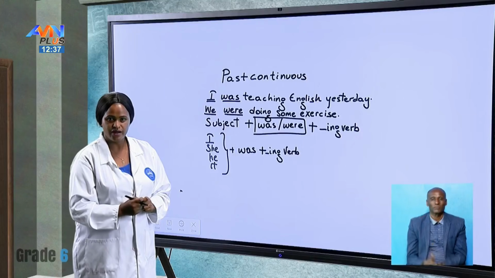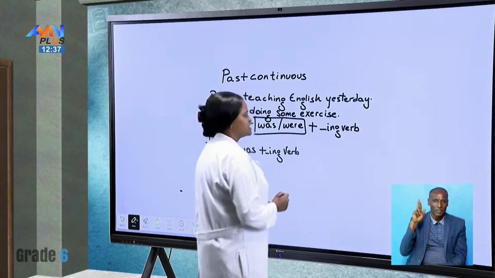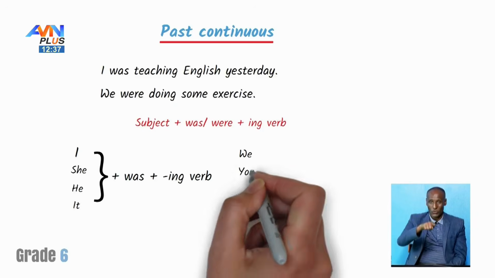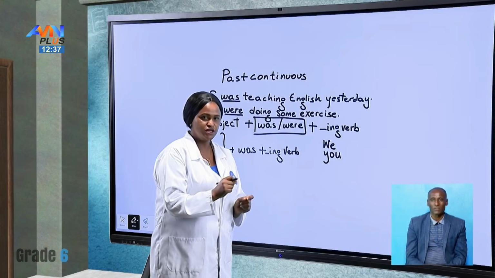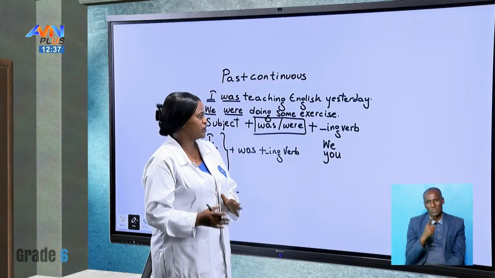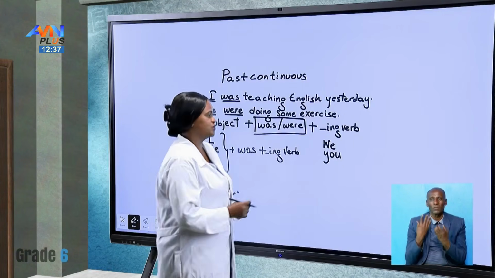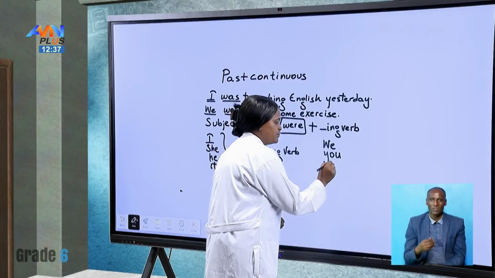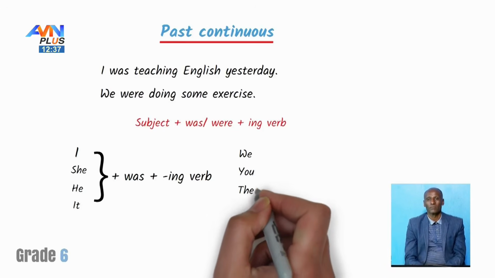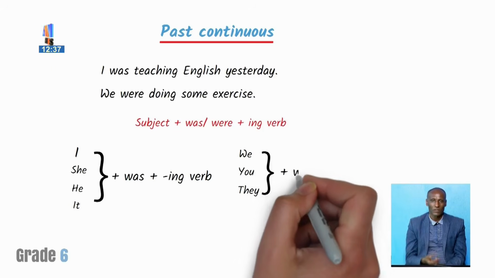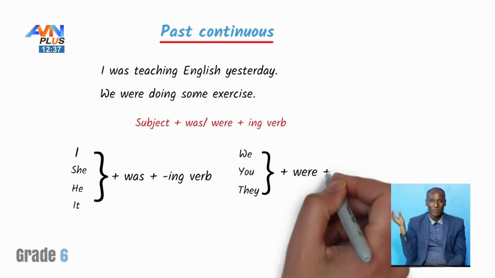When do we use were? We use were with the plural subject. Like, for example, the first person plural, we. Yes? Then, what do we have? You. Very good. You remember you, we can use it for plural and singular. But in this case, either it is with a plural or singular, the auxiliary is always what? Were. Very good. So, we and you, then they. You see? These three, they use what? Were as an auxiliary plus ing form of the verb.